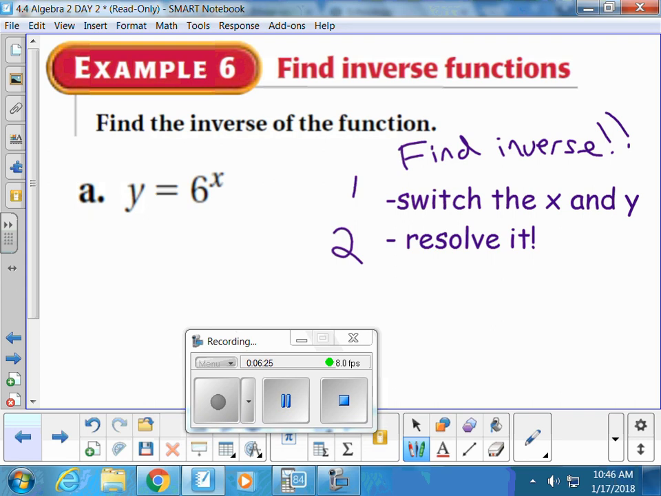Now what's cool about these is if you start with an exponential, like we are going to do on this one, your inverse will be a logarithmic. So exponentials and logarithmics are inverses of each other. It's super cool. You ready to try it?